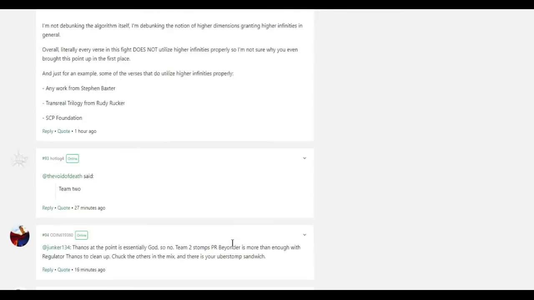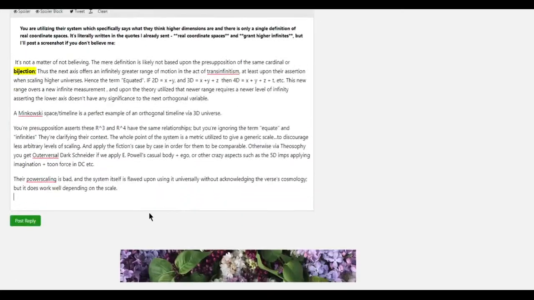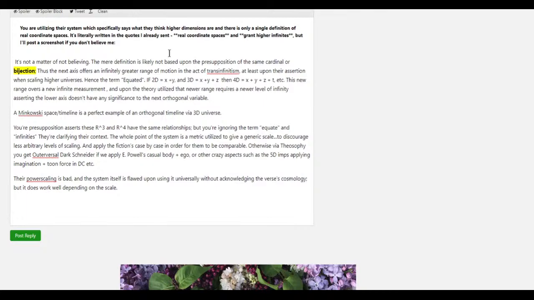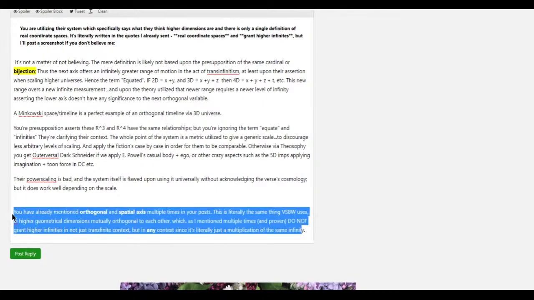No, it's not. It's a different subset, because the previous infinity doesn't extend its scale.